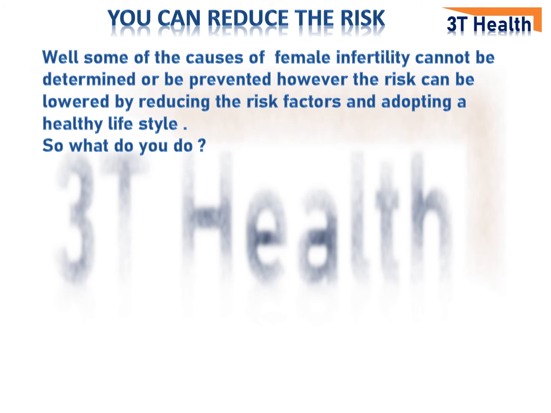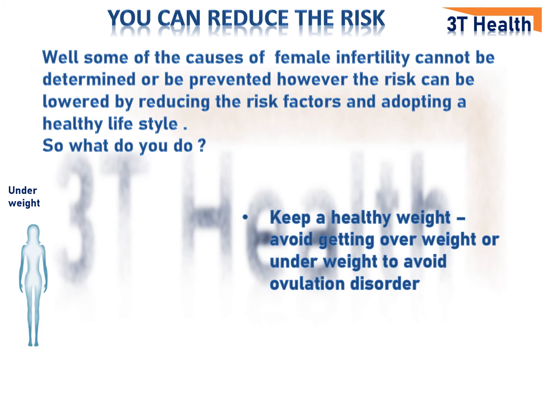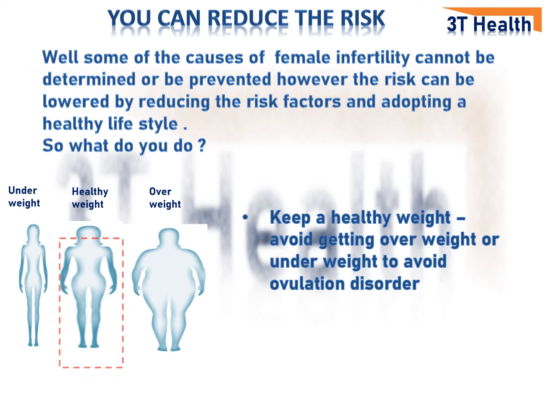So now we've considered the risk factors. Let's see what you can do to reduce the risk factors. Now, some of the causes of female infertility cannot be determined or prevented. However, the risk can be lowered by reducing the risk factors and adopting a healthy lifestyle. So what do you do? Well, the first thing, keep a healthy weight. Avoid getting overweight or underweight to avoid ovulation disorder.